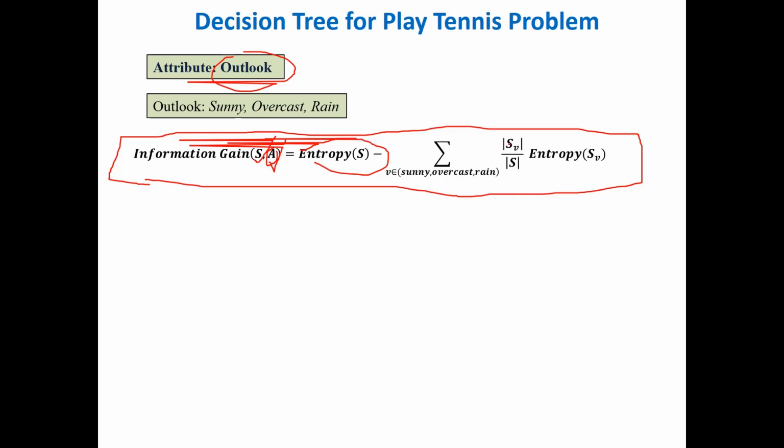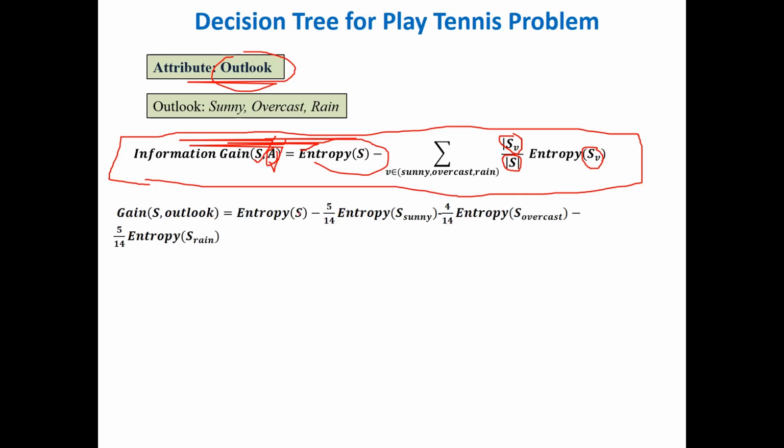Okay, the cardinality of this value of the attribute over the total cardinality of this overall data set, times the entropy of the particular attribute value. So that is the general formula. From this formula we will now calculate: entropy of S minus 5 by 14 entropy of S sunny, because this attribute has three values, minus 4 by 14 entropy of S overcast, minus 5 by 14 entropy of S rain.